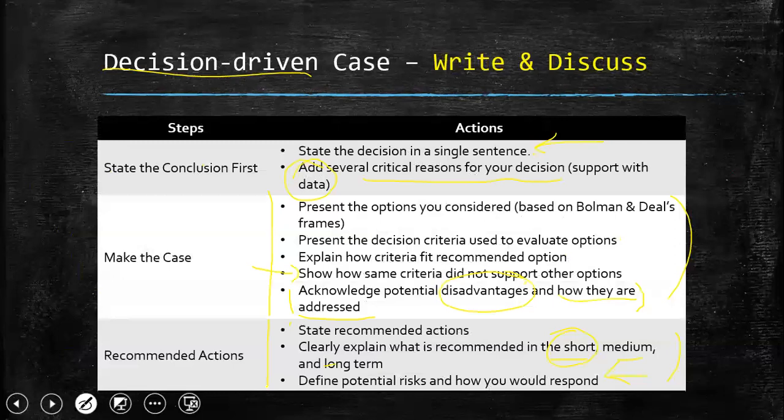Where is Bowman and Deal in this? Maybe that's where I should come back to. Bowman and Deal make a prominent appearance in the Make the Case section. And this is the framework we're using to understand organizational leadership and change management in this course or in this seminar, or however you're interacting with this. So be sure that those four frames are present in your decision making, in the criteria, in your explanation, in your evidence that you're using. All of that needs to be related back to Bowman and Deal in this section explicitly.